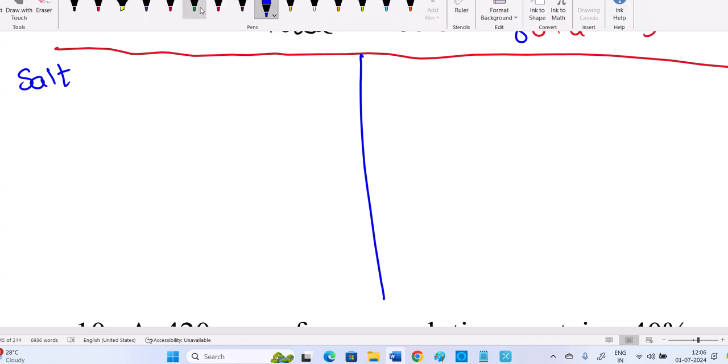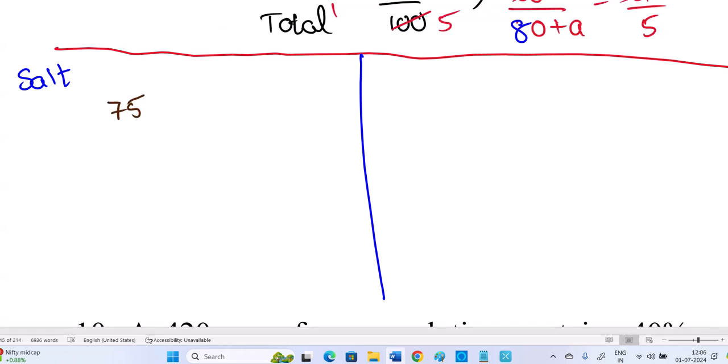Initially how much salt is there? Yes, 75%. Next, what are you adding? You are adding water, which means the salt in that is 0%. Initially 75% salt is there. If you were adding salt, I would write 100% there. Understand that. Then what is the overall, finally?